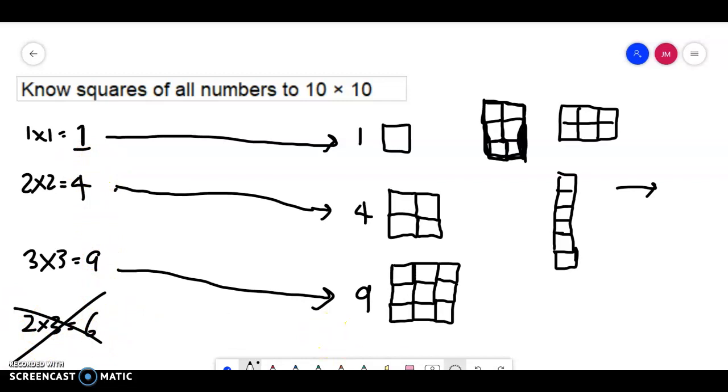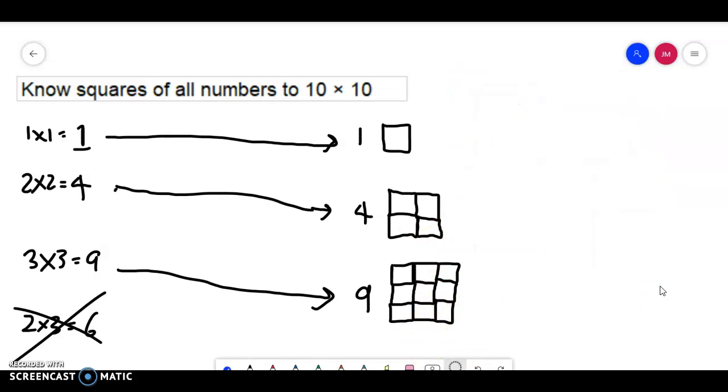If I were to continue, I wonder if anybody listening knows our next square number based on the patterns that we've already started. The next square number would be 4 times 4 equals 16. That would be a square number. 5 times 5 equals 25. And this can continue until 10.